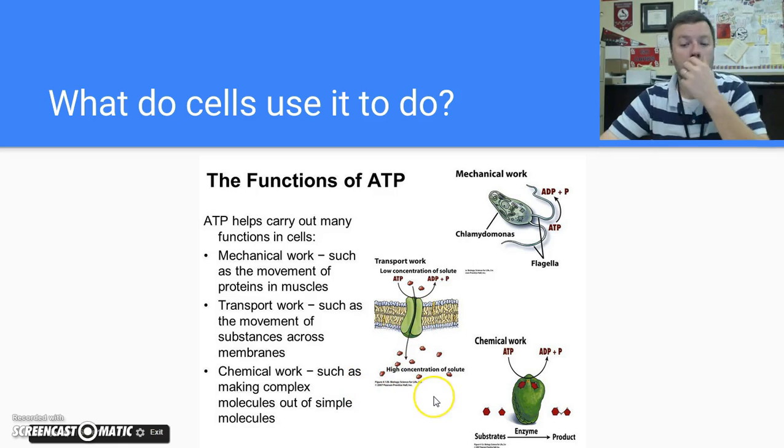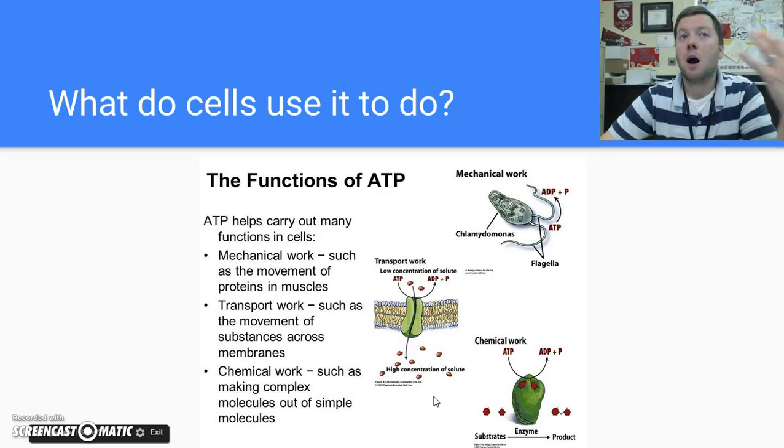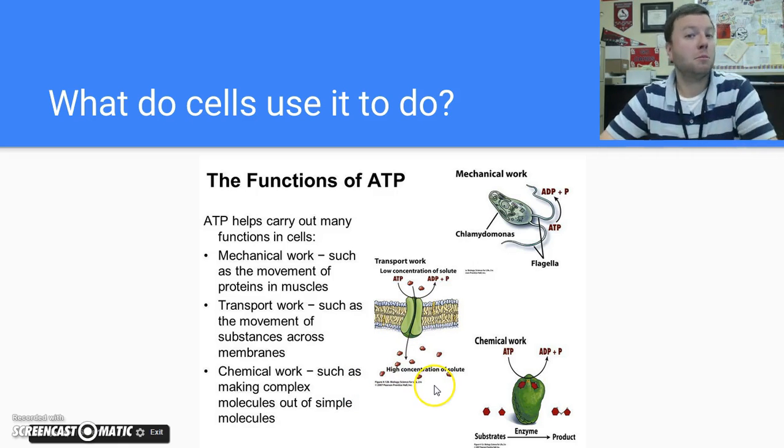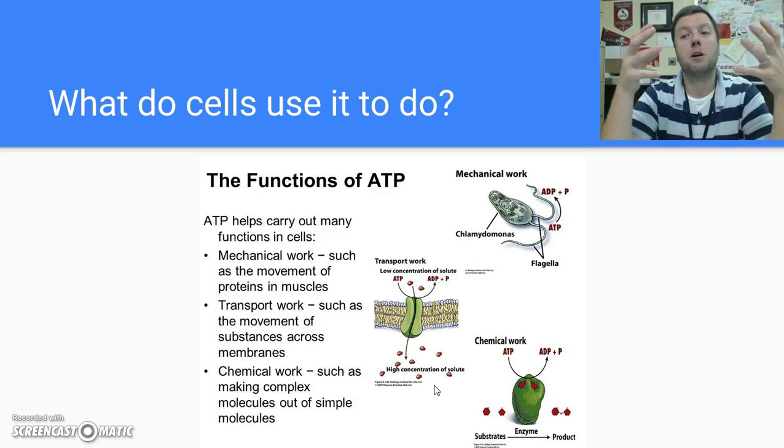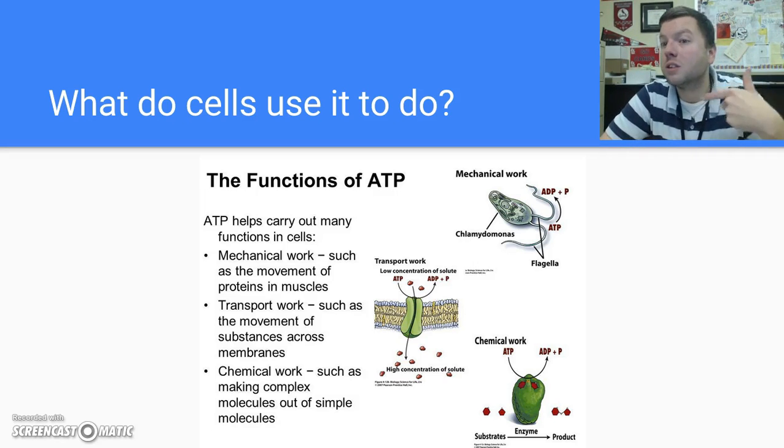Or maybe it's chemical work, such as making complex molecules out of maybe simple sugars, and you're going to use ATP to put more monosaccharides together to make bigger disaccharides or polysaccharides, things to store a lot of energy. We're thinking of photosynthesis here.